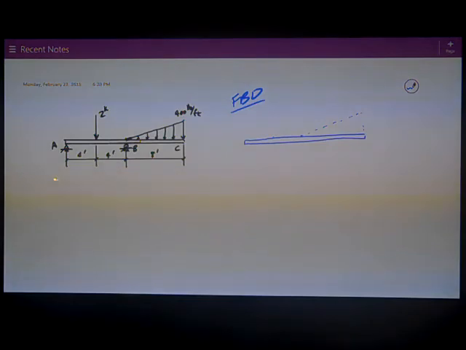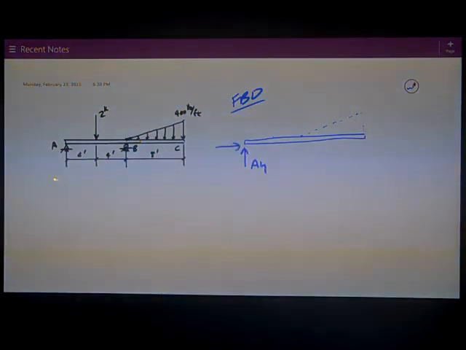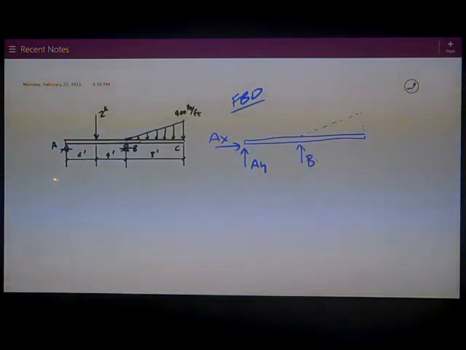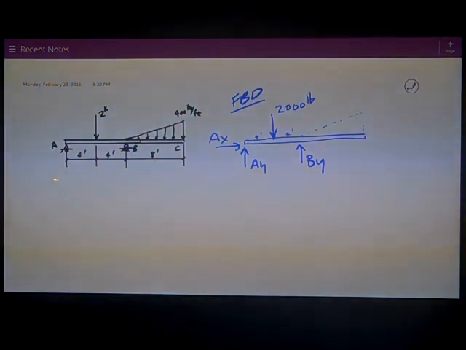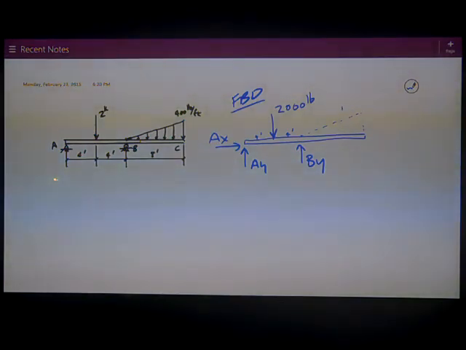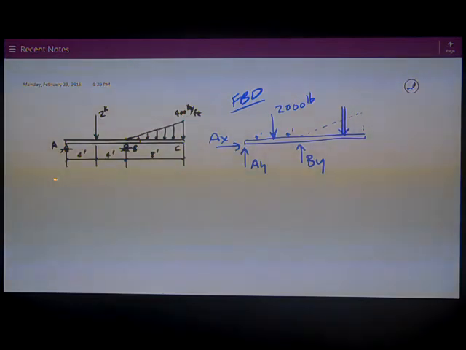Remember, that's the first step. I've got AY, and I've got AX, and I've got BY. I've got the 2,000 pounds down here in the middle between A and B, 4 feet and 4 feet. And then I've got this same resultant force, in this case, or in both cases, it's 1/3 of the distance from the big end.